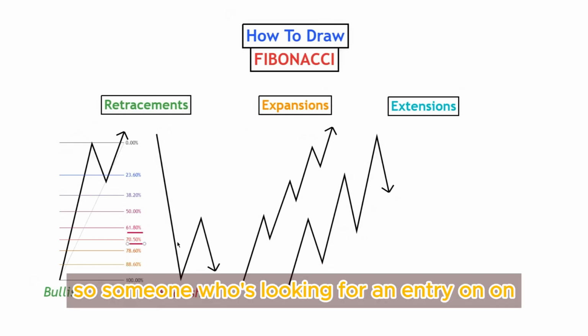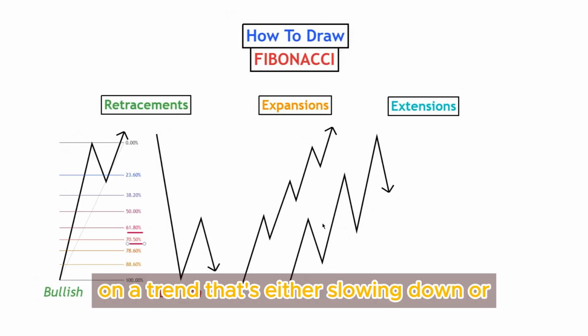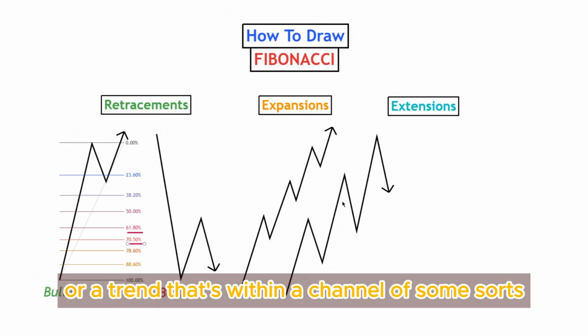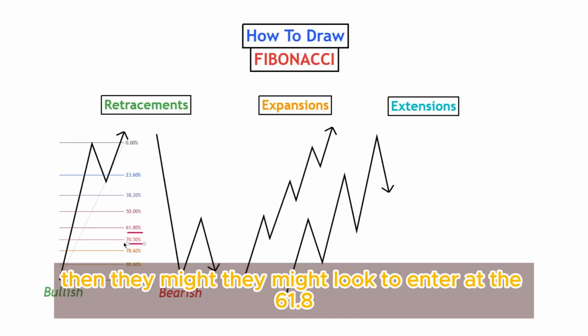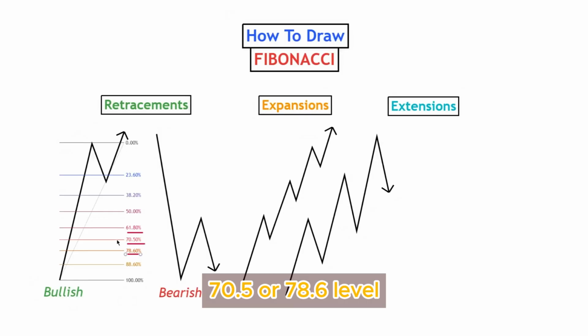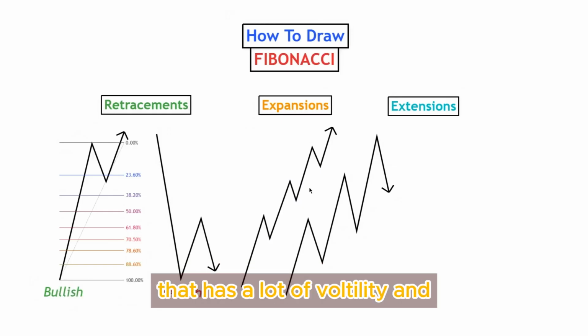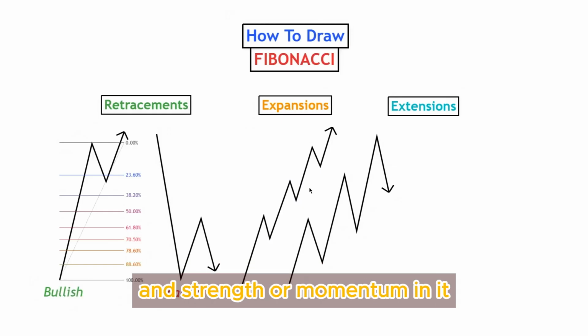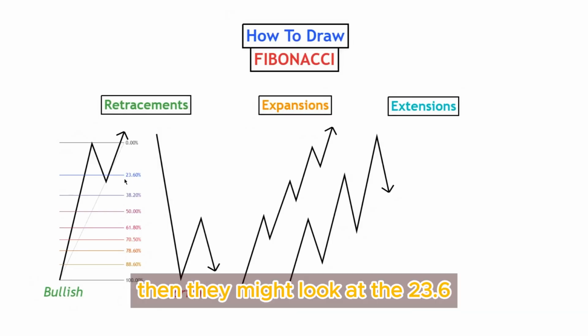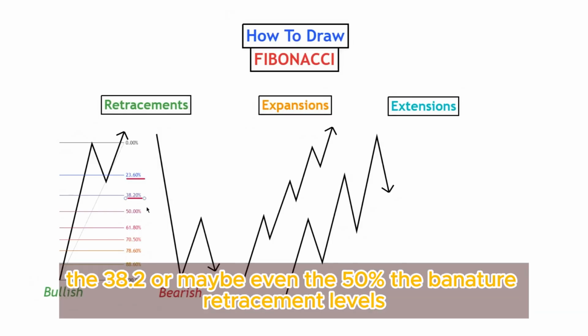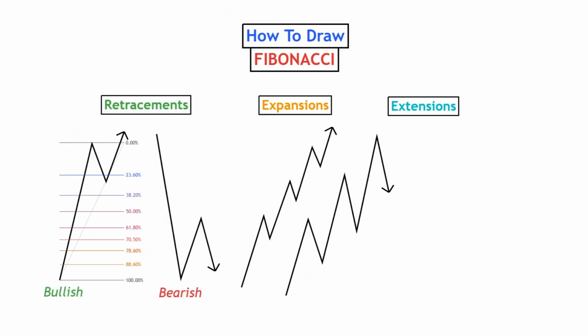So someone who's looking for an entry on a trend that's either slowing down or a trend that's within a channel of some sorts, then they might look to enter at the 61.8, 70.5, or 78.6 level, versus someone who is trading within a strong trend that has a lot of volatility and strength or momentum in it. Then they might look at the 23.6, the 38.2, or maybe even the 50% Fibonacci retracement levels.